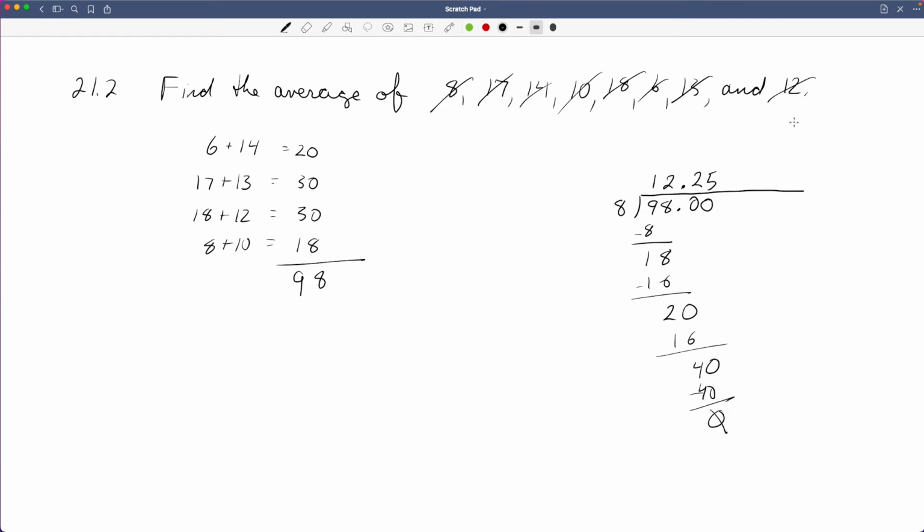So you saw how I did that? I grouped them together in a way that made it easy for me to add them and then cross them off my list so I didn't make a mistake and duplicate anything or forget anything. And then I was able to add them really quickly, and then I divided. All right, let's do, is there one more? There's one more. Let's try it.